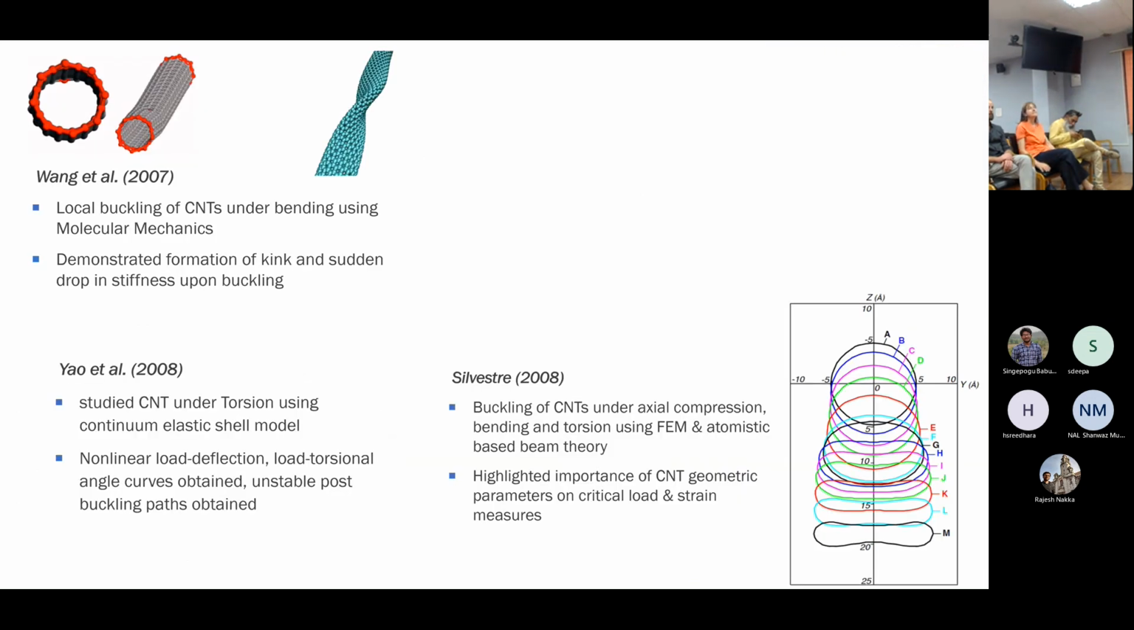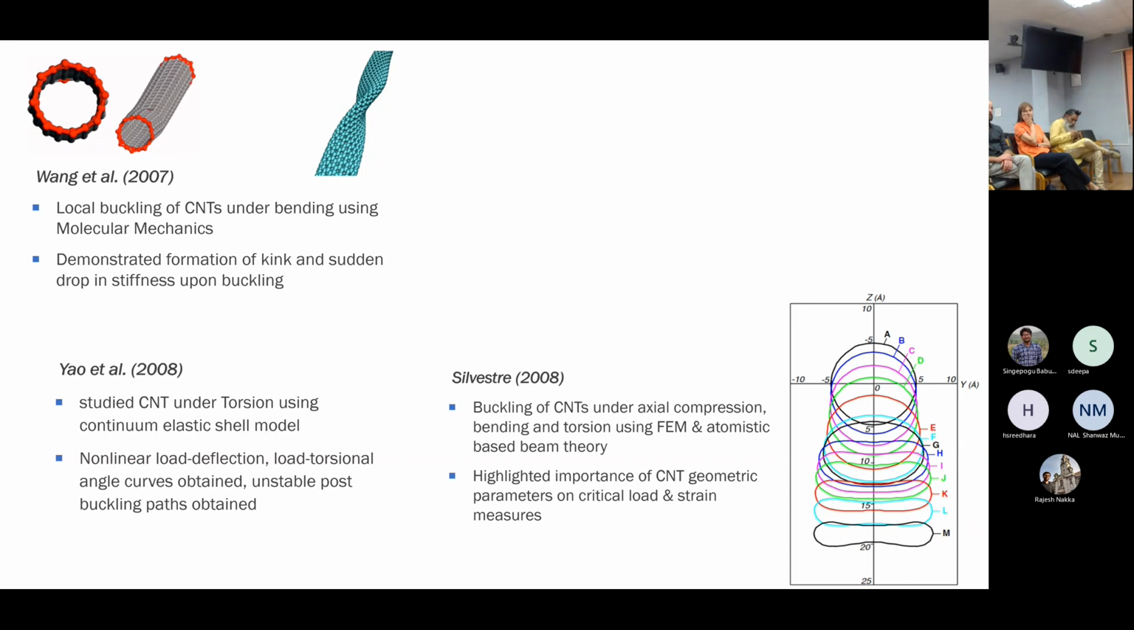So we have some literature for carbon nanotubes where it is shown that the local buckling of carbon nanotubes under bending was studied using molecular mechanics. In this work, they were able to demonstrate the formation of a kink and sudden drop in stiffness upon buckling. There was also a study of carbon nanotubes under torsion using continuum elastic shell models. In this also, the nonlinear load deflection behavior and load and torsional angle curves were obtained, and unstable post-buckling paths using continuum models could be obtained.